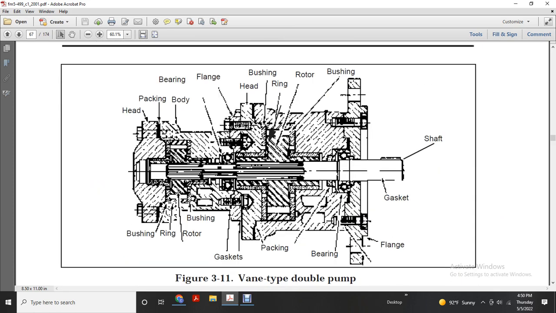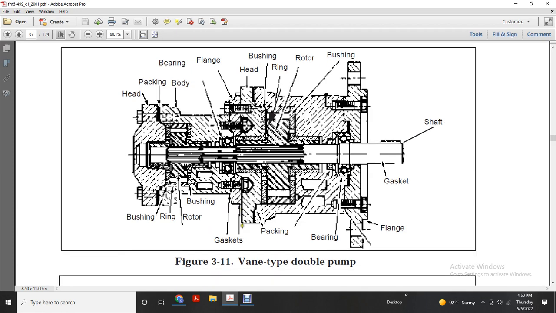Figure 3.11, the vane type double pump: head, end bushing, ring, rotor, bushing, packing, body, bearing, flange, head, bushing, ring, rotor, bushing, shaft, gasket, flange, bearing, gasket, bushing.